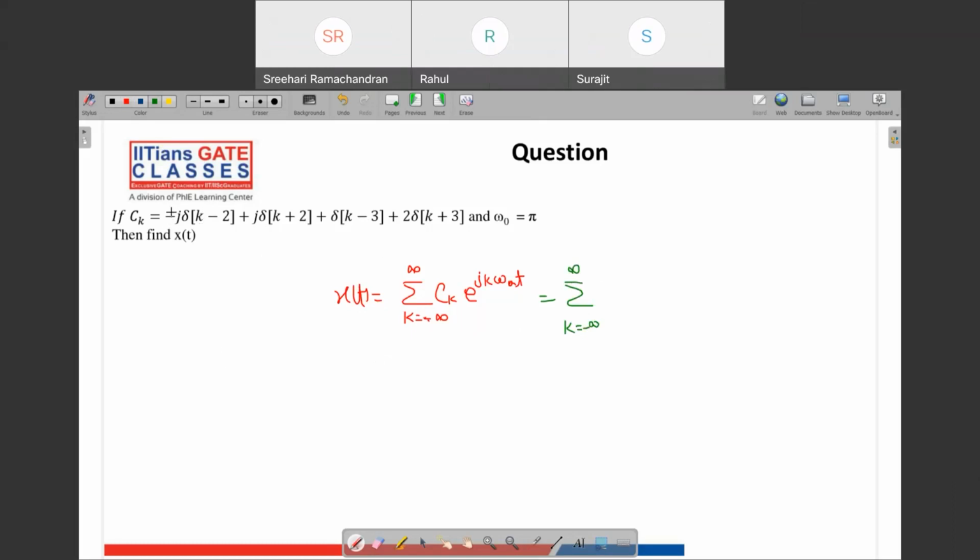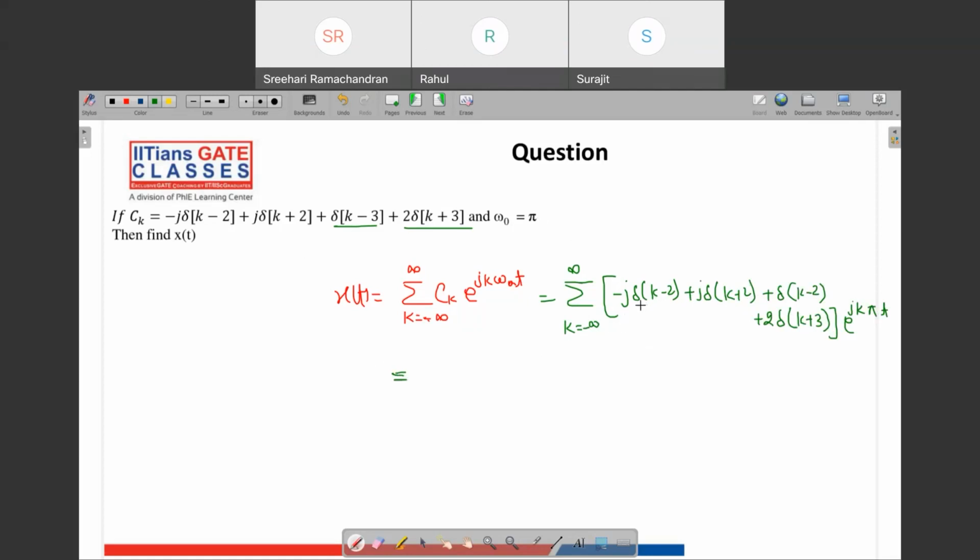Now this C of k you can replace with this thing. So you have a j delta k minus 2, delta k plus 2, and then delta k minus 3 and delta k plus 3. So minus j delta k minus 2 plus j delta k plus 2 plus delta k minus 3 and then 2 delta k plus 3, and this thing is getting multiplied by e to the power j k omega naught, and omega naught value is pi, so you can write pi t.